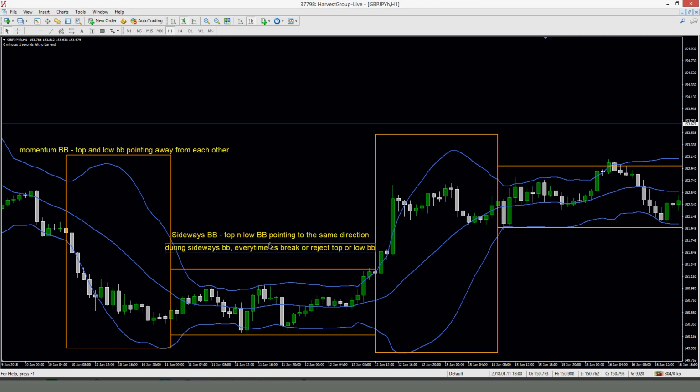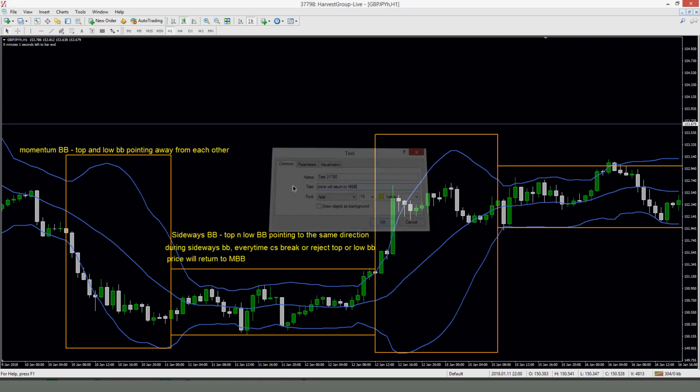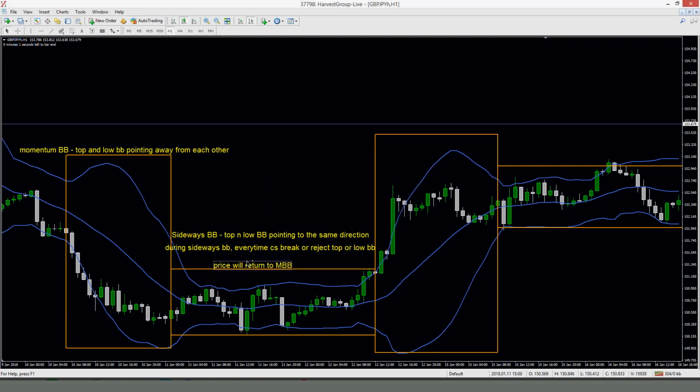So during sideways BB, every time the CS breaks or rejects top or low BB, the price will return to middle BB. So this is very important to know.